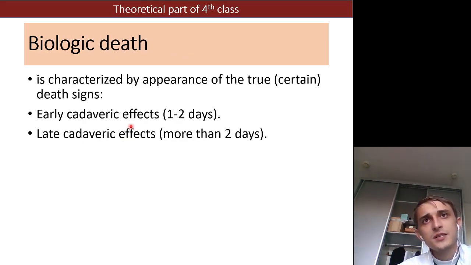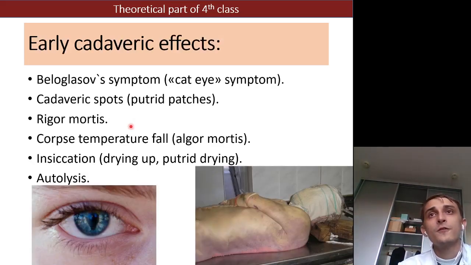Biological death is characterized by appearance of true signs of death, early cadaveric effects which develop in the first 2 days, and late cadaveric effects which happen after 2 days. The early cadaveric effects are associated with Beloglazov symptom or symptom of cat eye. You may see it in this part of the slide. We should take the eye of a person and squeeze it, and if the iris changes its form, it will be a positive Beloglazov symptom.